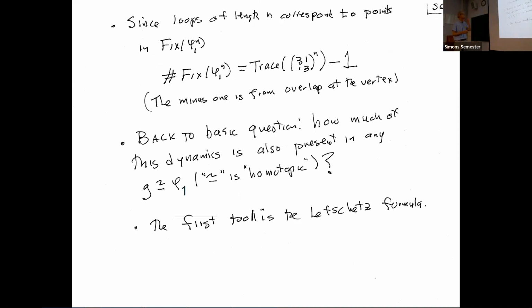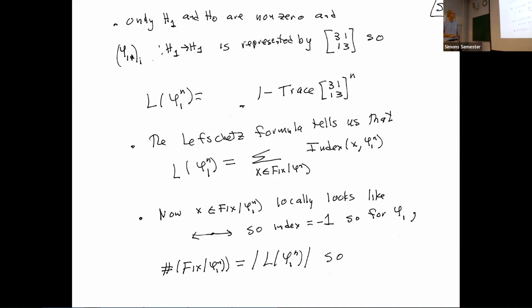Okay, so how many fixed points do we have of the nth iterate? So we all know how to do this. We take the trace of the transition matrix to the nth and subtract 1. And then the question is, how much of this data persists under homotopy? And remember, homotopy in this case can be computed by the action on pi1. So we all remember the Lefschetz formula. For the Lefschetz formula, we need to know the action on 0th homology, which is just the identity. The action on 1st homology is just the abelianization. So it's exactly the transition matrix. The Lefschetz number is the action on H0 minus the action on H1. And so the Lefschetz formula tells us that we sum the indices of the fixed points and we get this Lefschetz number.